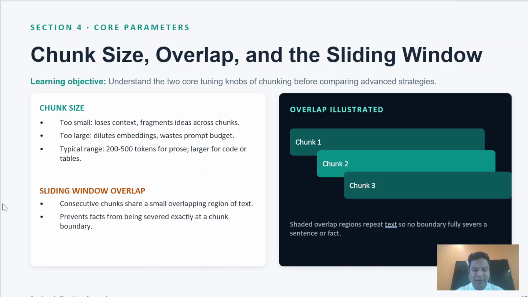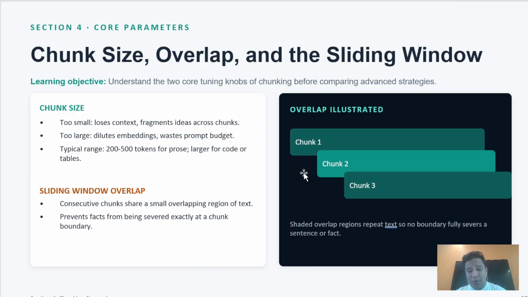Sliding window overlap: consecutive chunks share a small overlapping region of text. That's important, because it prevents facts from being severed exactly at a chunk boundary. The overlap illustrated in this diagram shows how the chunks can take place within your document system. There would be an overlap between different text sizes, but that's not something to worry about. It's not going to separate out each chunk separately in your document system. There would be overlap, so that's okay.